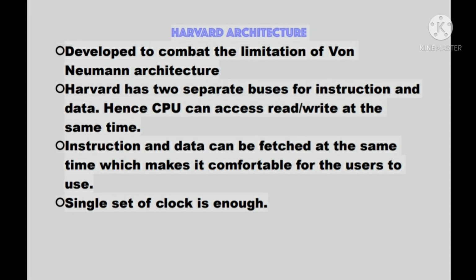The main advantage of having separate buses for instructions and data is that the CPU can access instructions and read and write data at the same time. It is comfortable for the users and a single set of clock is enough.